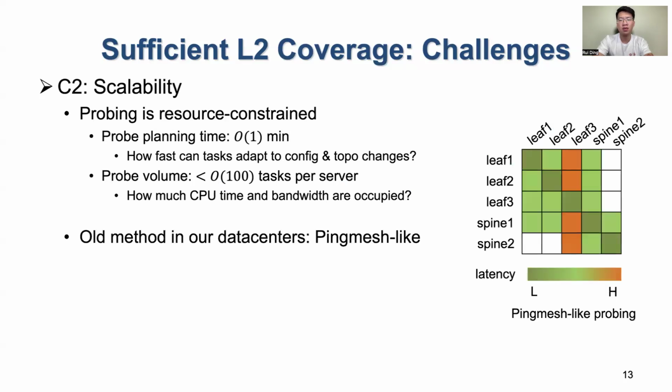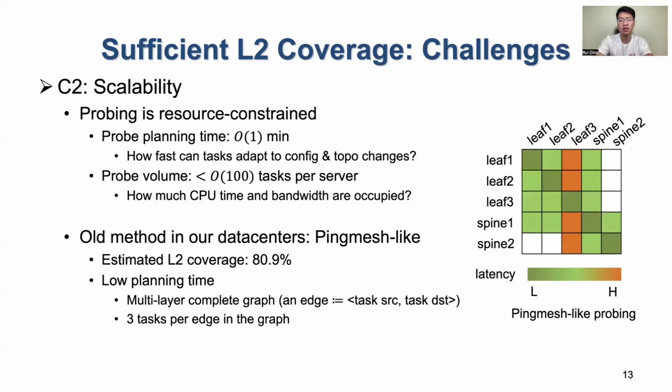Sadly, our old PMH-like monitoring method can't address this challenge. Specifically, it achieved an estimated coverage of around 80%, far from being sufficient. Although it has low planning time due to its full mesh probing, it produces a prohibitively high probe volume. For example, if you want to improve its coverage by slightly increasing task numbers, then some servers are likely to be overloaded.